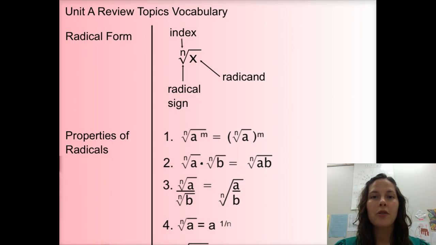Starting off, radical form, you've got, of course, the radical sign. The index is which root you're taking. Square root would be without an index. Cube root, you'd have an index of 3, and so on. And then the radicand is what's under the radical sign.